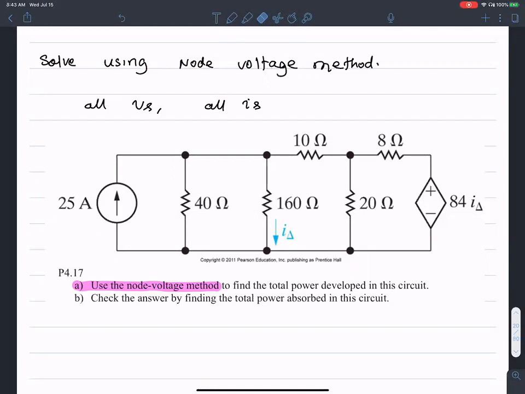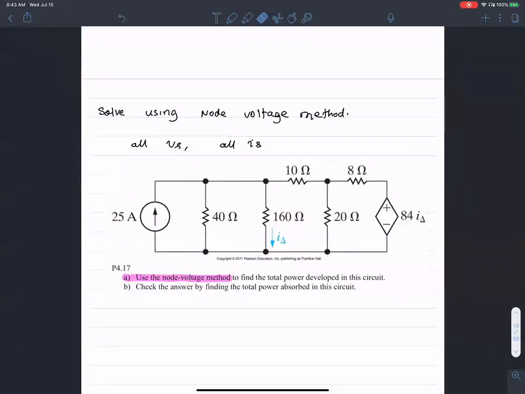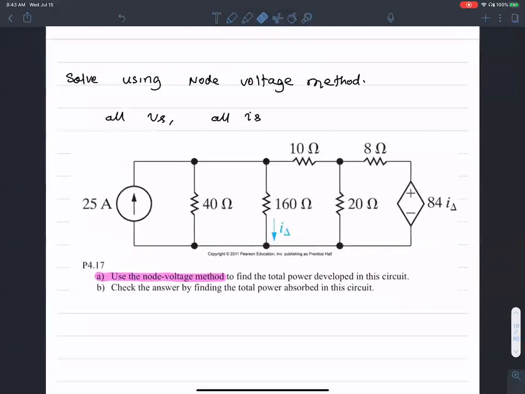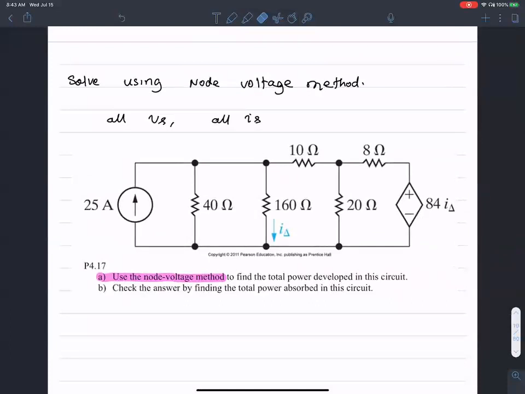So parts A and B, finding the total power developed and the total power absorbed, simply require finding all the voltages and all the currents through all the elements. Once you have that, you should be able to calculate the V times I power. So why don't you go ahead and get started with this and take about 10 minutes.